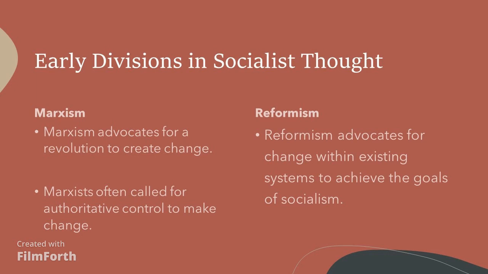Meanwhile, reformists, which were mostly people in like England and sometimes in France, right? These were people who kind of advocated for change within the existing systems to achieve the goals of socialism. So they wanted to use the democratic process to make changes, and they didn't really believe that this revolution was necessary. They thought that they could achieve their goals by reforming the systems that were already there.